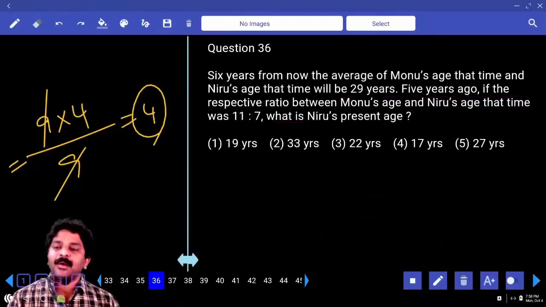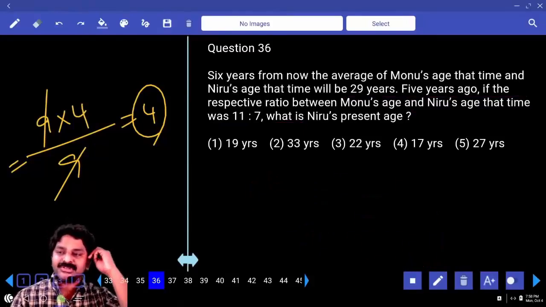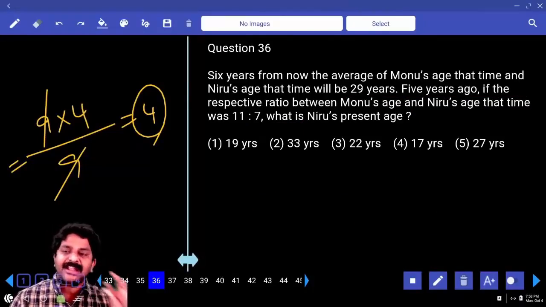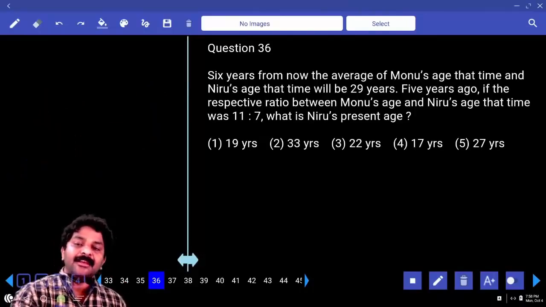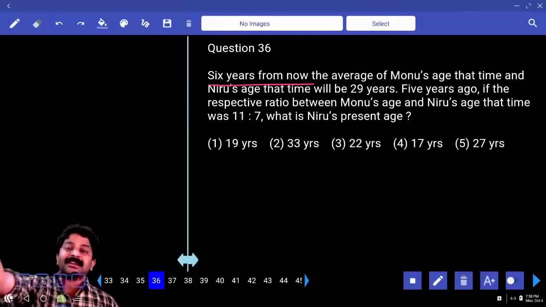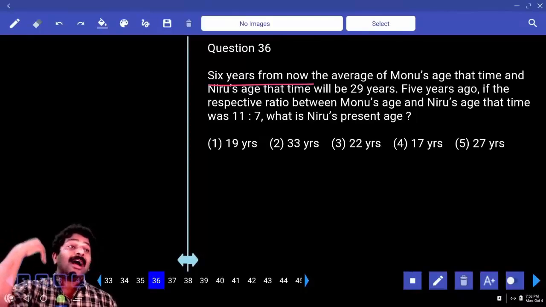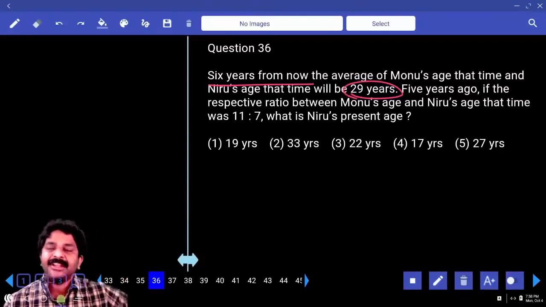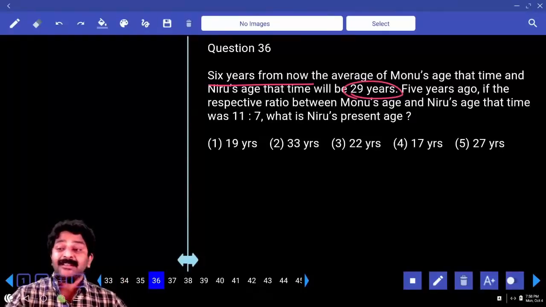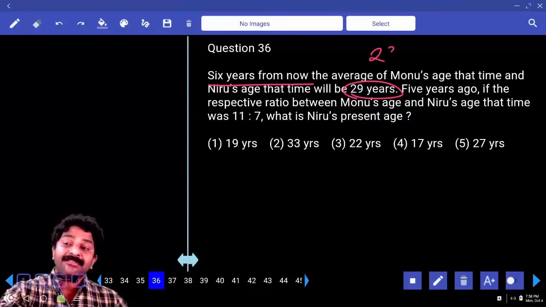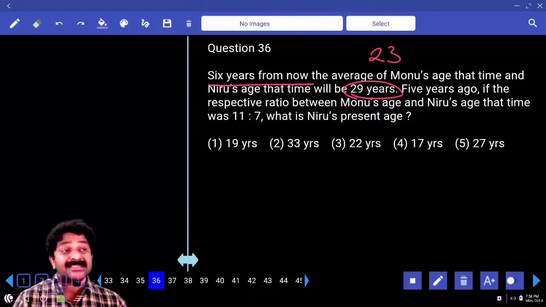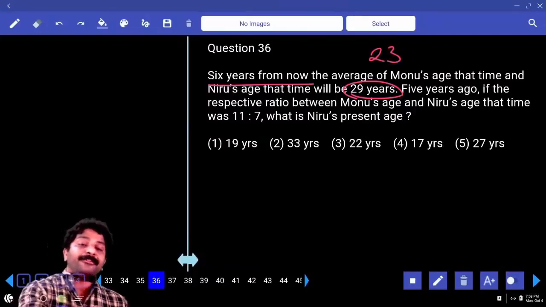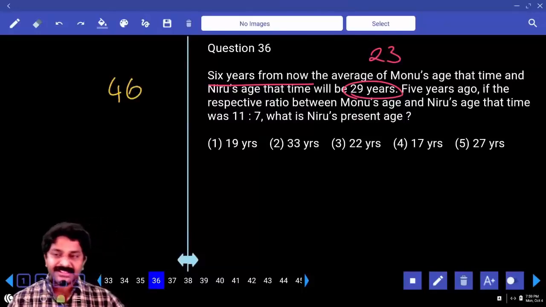6 years from now, the average of Monu's age at that time and Neeru's age at that time will be 29. After 6 years the average will be 29, so the present average must be 6 less than 29 only. How much is that? 23. If the average is 23, then the sum must be 46. Sum of their present ages is 46.